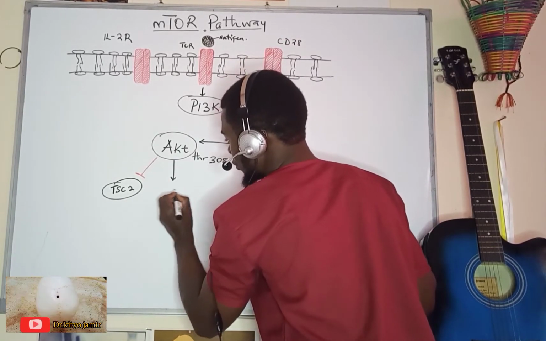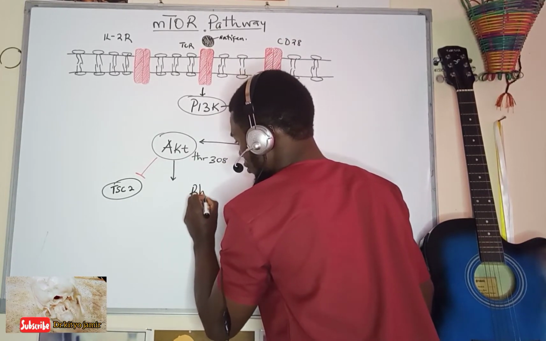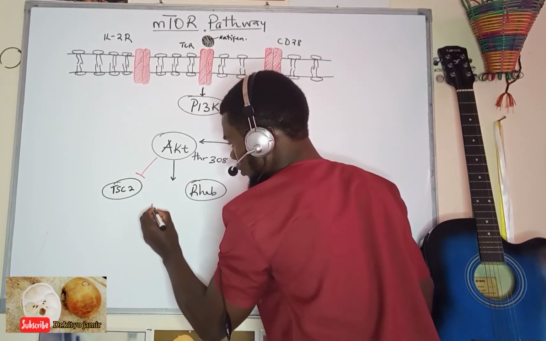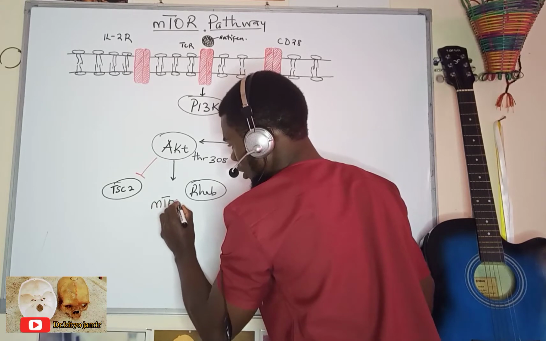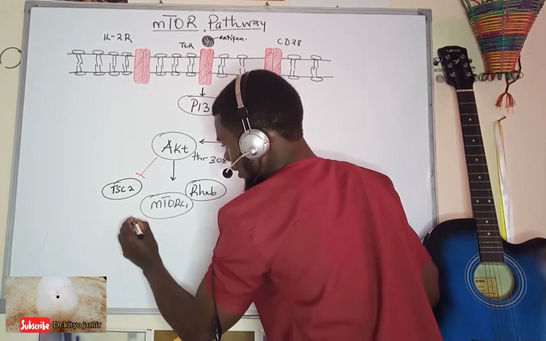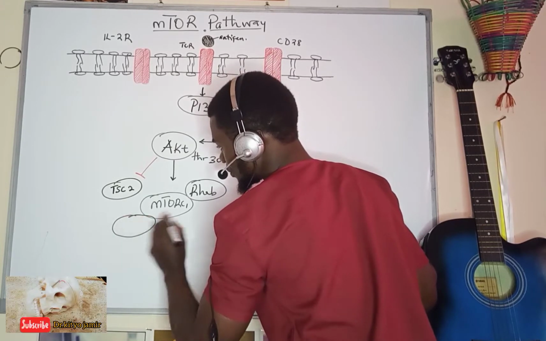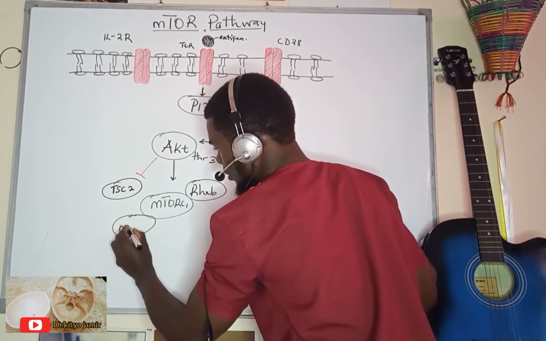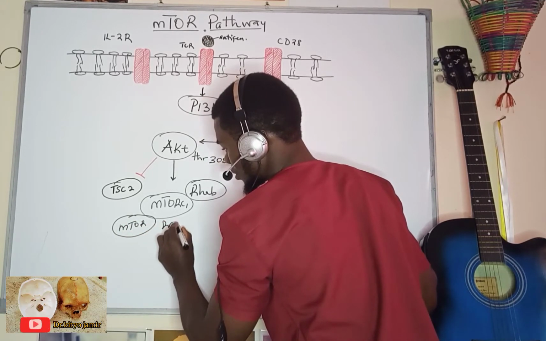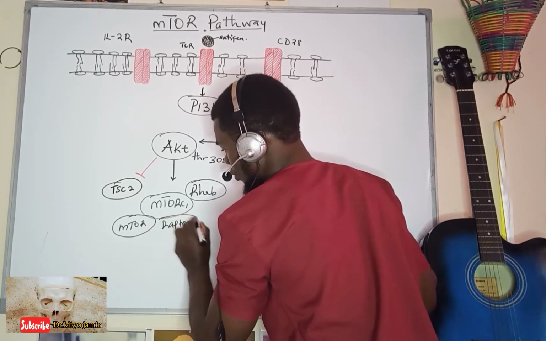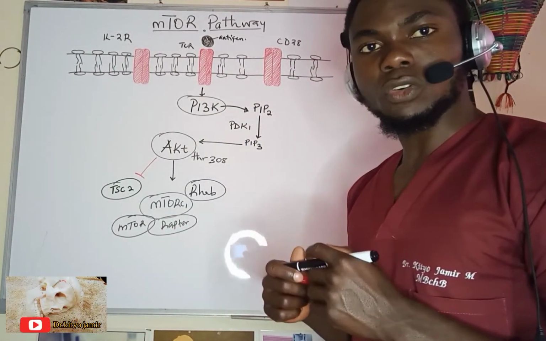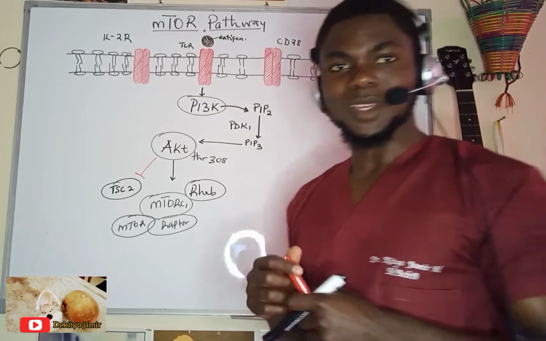So we are going to have REB binding on mTOR C1, activating it, leading to formation of this mTOR raptor complex. Once mTOR raptor complex is formed, what is going to happen next?